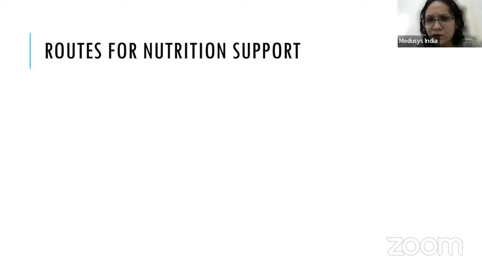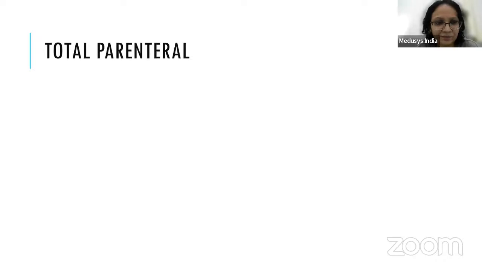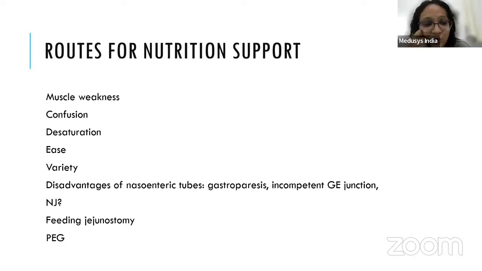Nasogastric tube. I think nobody else is wishing to answer. So I think we should say enteral and parenteral. We should say it like that, and then you can classify like this. This is a different slide. What I've tried to say from this slide is how to decide the routes for nutritional support. And there are some points like muscle weakness.